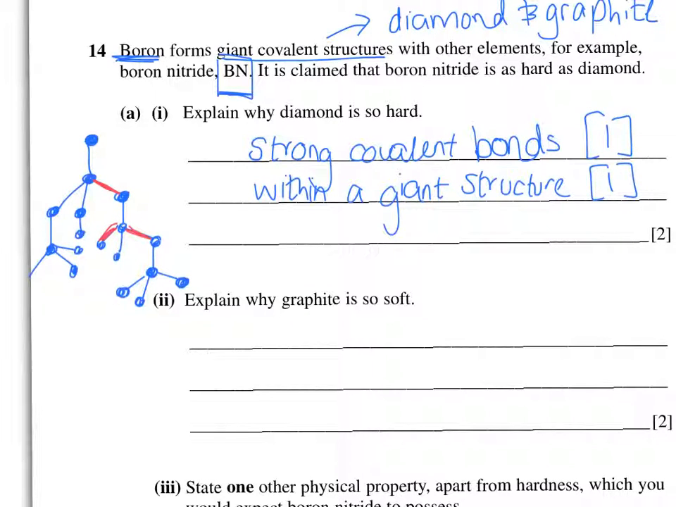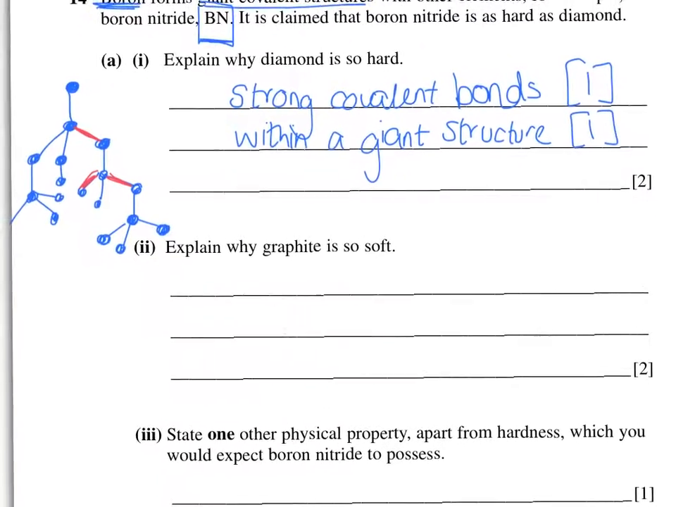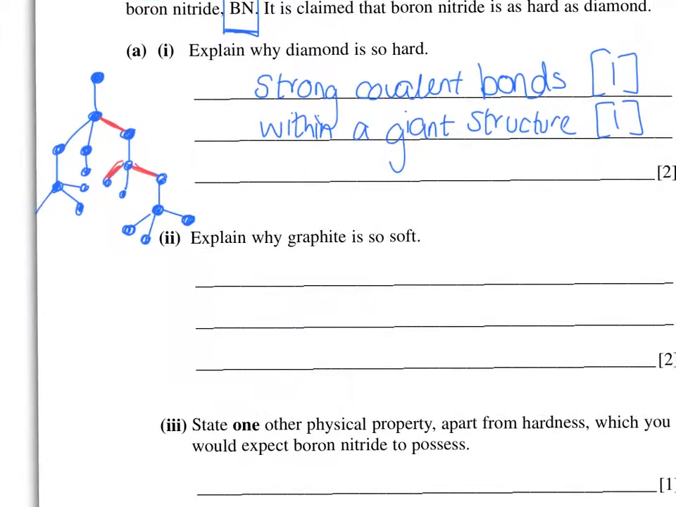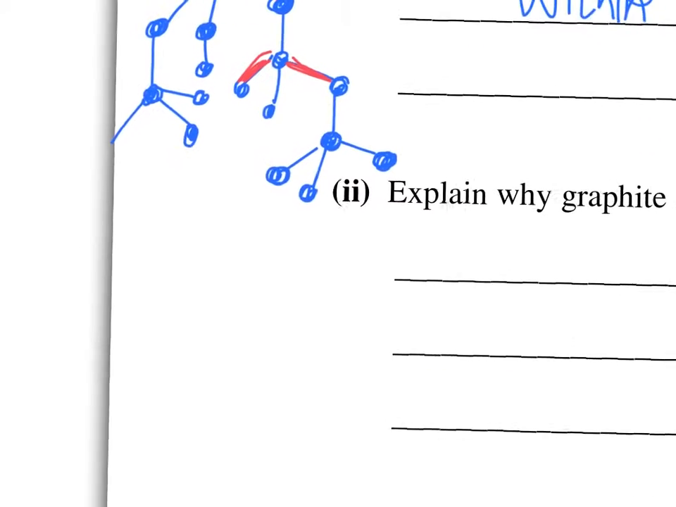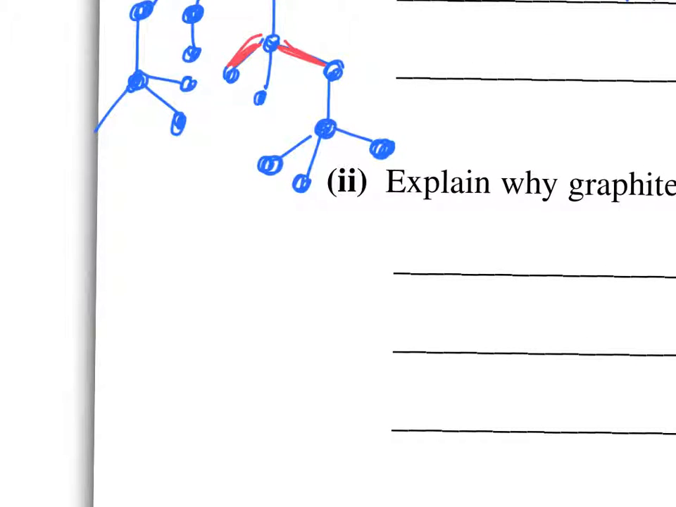But on the other hand, we have graphite, which again is a giant covalent structure, but it is soft. And why is that so? Well, again, we need to think about the structure of graphite. I'll zoom in here so we have a bit more space to draw. So graphite exists as the carbon atoms in hexagonal rings. So each carbon is joined to 3 others.